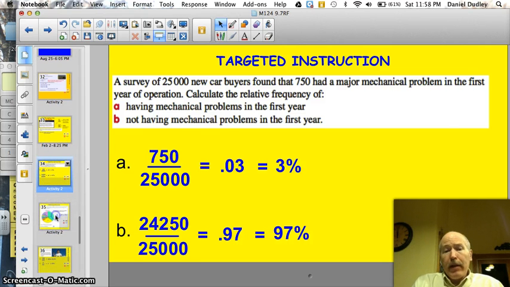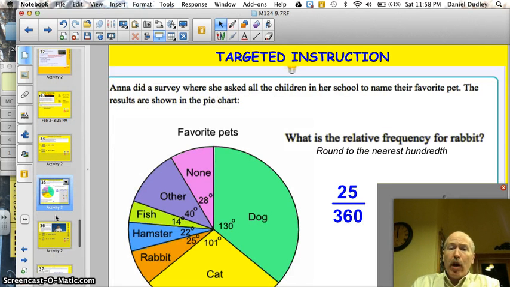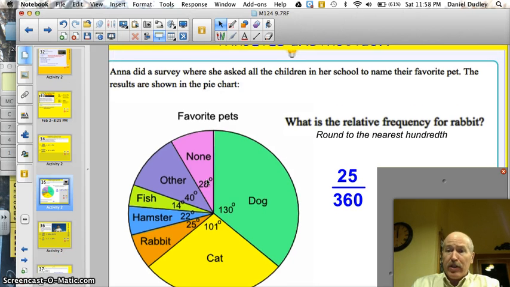All right, next problem. Sometimes they show you a bar graph, a circle graph, a line graph, and they ask you to do some manipulation. So I think the hardest is the circle graph. Okay, Anna did a survey where she asked all the children in her school to name their favorite pet. And they put the results onto a pie graph, a 360-degree pie chart. So what we want to know is the relative frequency for a rabbit.